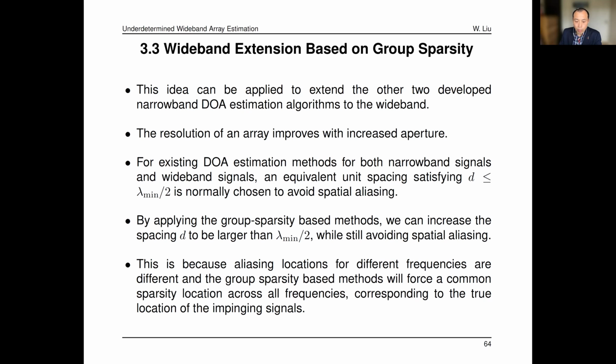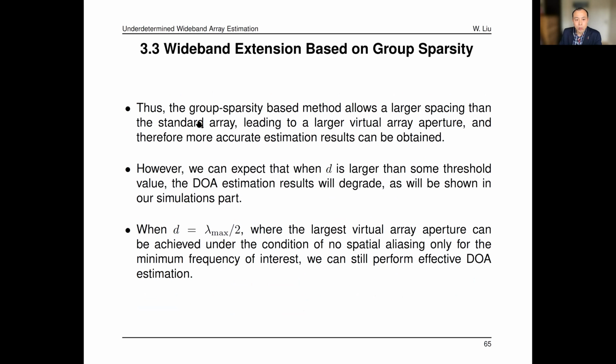So that means for each frequency you have many different possible locations, and there are the aliased ones, but only the common one, the true directions, are common across the frequencies of interest. So that means you can increase D to a larger spacing, you have a good resolution, and still you can avoid the spatial aliasing problem in your estimation. So the group sparsity-based method allows a larger spacing than the standard array, leading to a larger virtual array aperture, and therefore more accurate estimation results can be obtained.